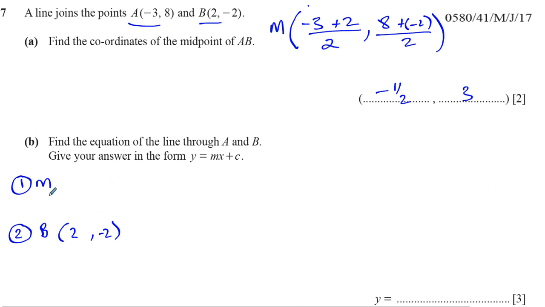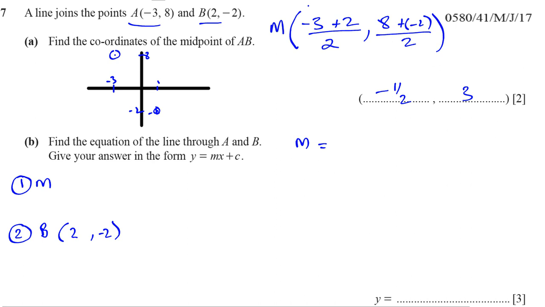Now the gradient of the line is how it changes, how it rises or how it falls. It's a measure of how it rises or falls between those 2 points. We don't really need to do this, but just for the purposes of some of you to understand, if I make a little sketch of a pair of axes, and I have the point A (-3, 8) up here somewhere, it's not to scale at all, and (2, -2) somewhere down here, and I join those 2 points together with a straight line.